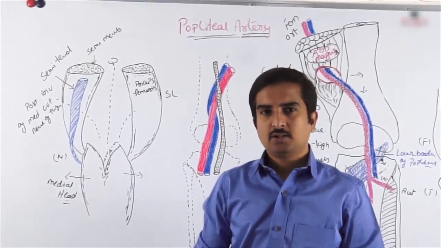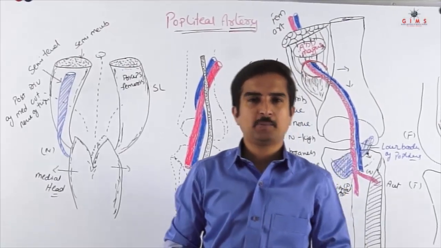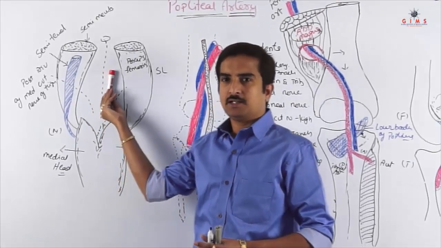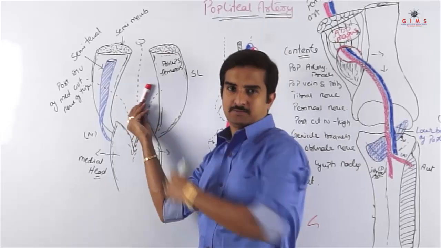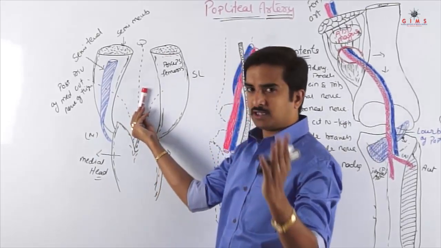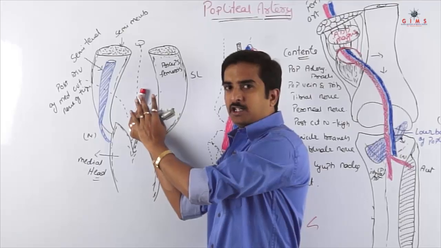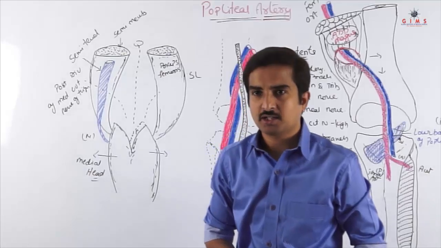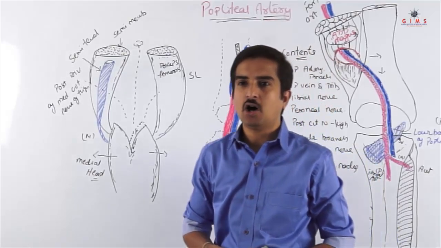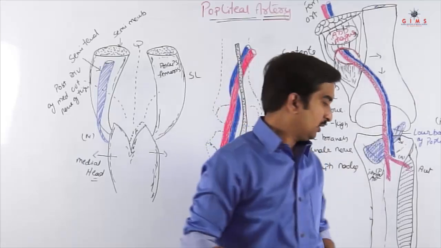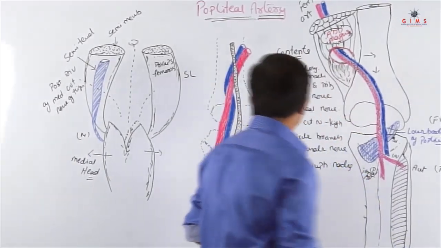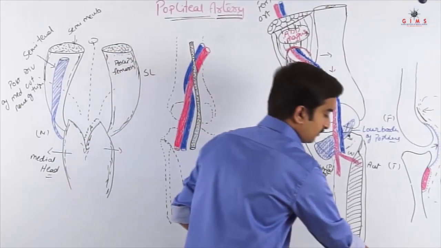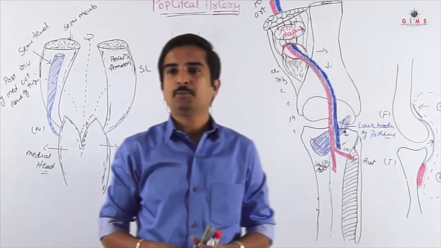So if you want to explain the relations of the popliteal artery in the popliteal fossa, you can say posterior or superficial. Because if you see from the back side, it is superficial, and if you see from anterior, it is called posterior. So that is the reason you can say posteriorly or superficially. Okay. Before that, first I want to tell you the relations of the popliteal artery here.